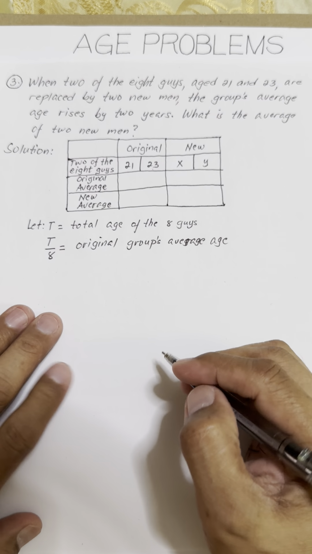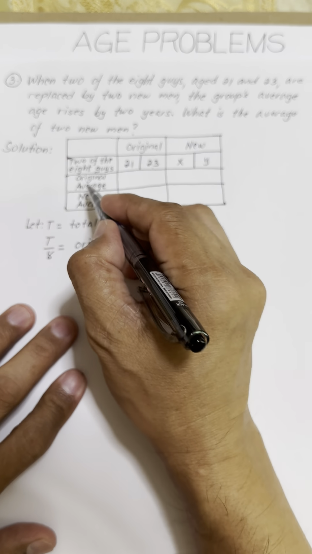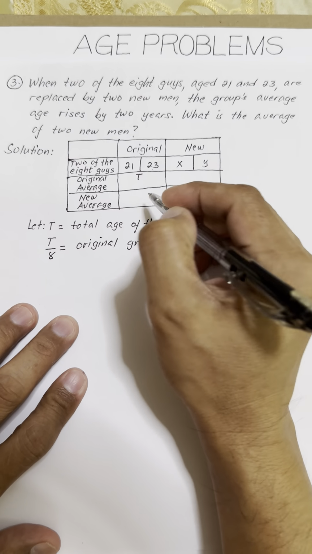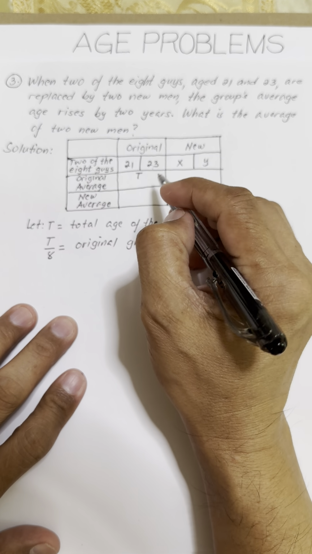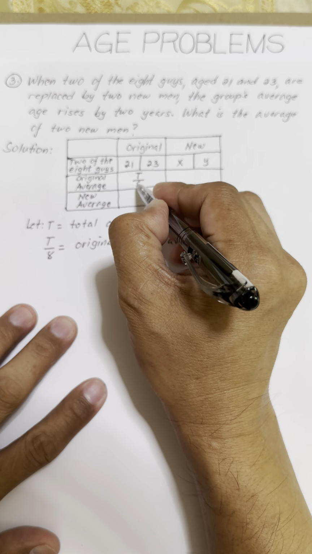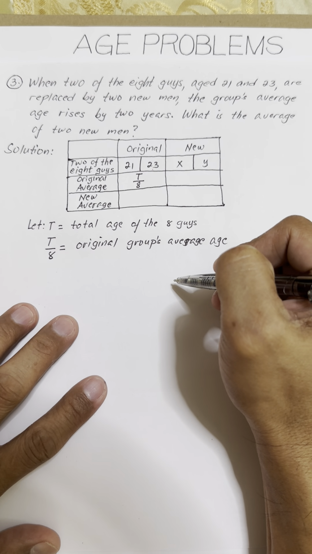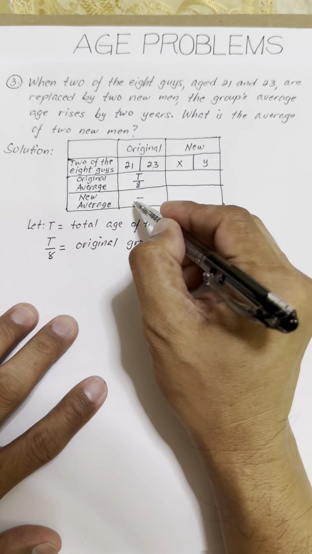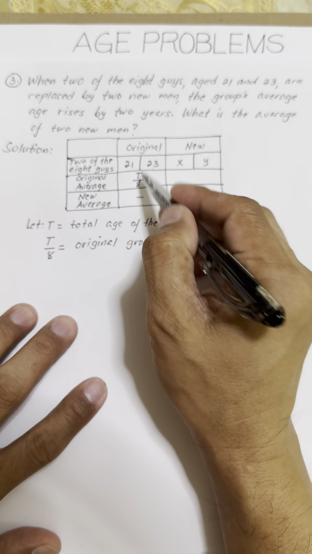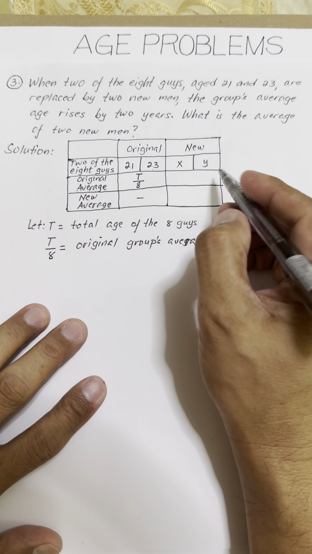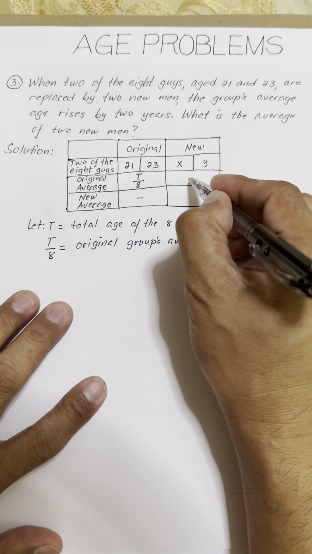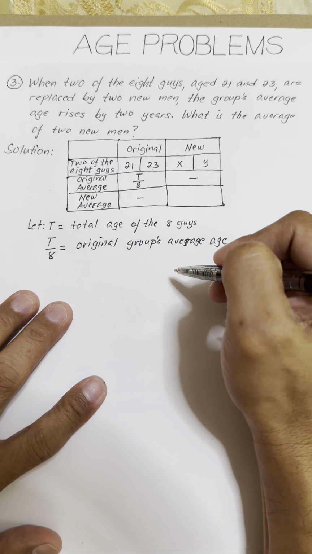Okay? So the original average age is the total age of the 8 members of the group, and there are 8 of them, so you divide this by 8. This is the average. We don't fill up this part because it belongs to the new average. This is for the original. For the new average, we have to fill this up.